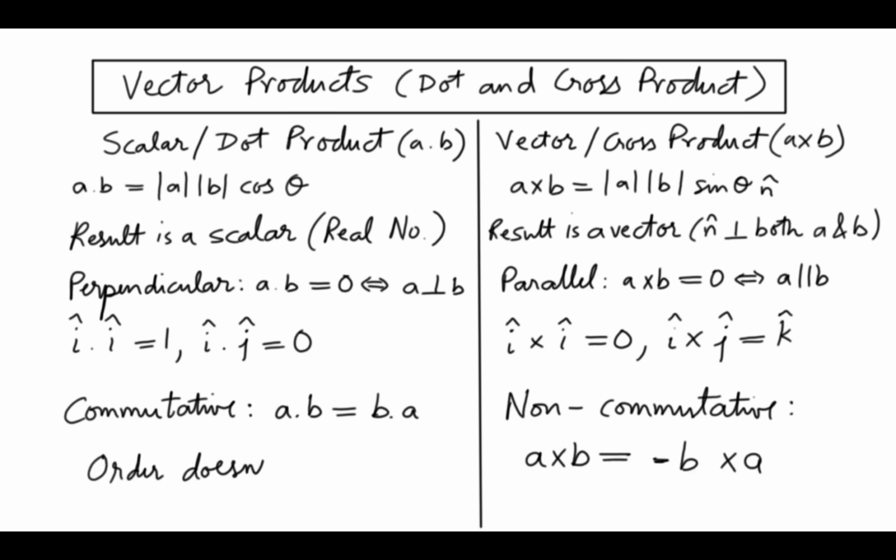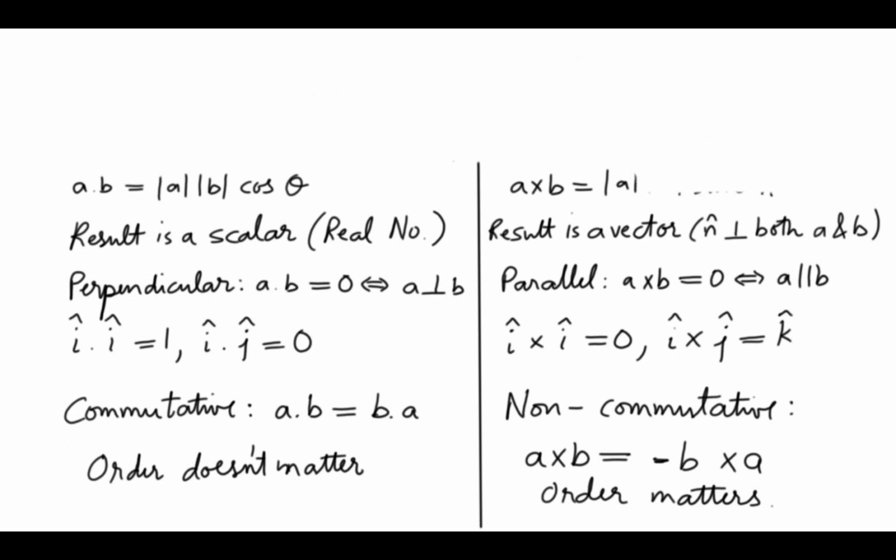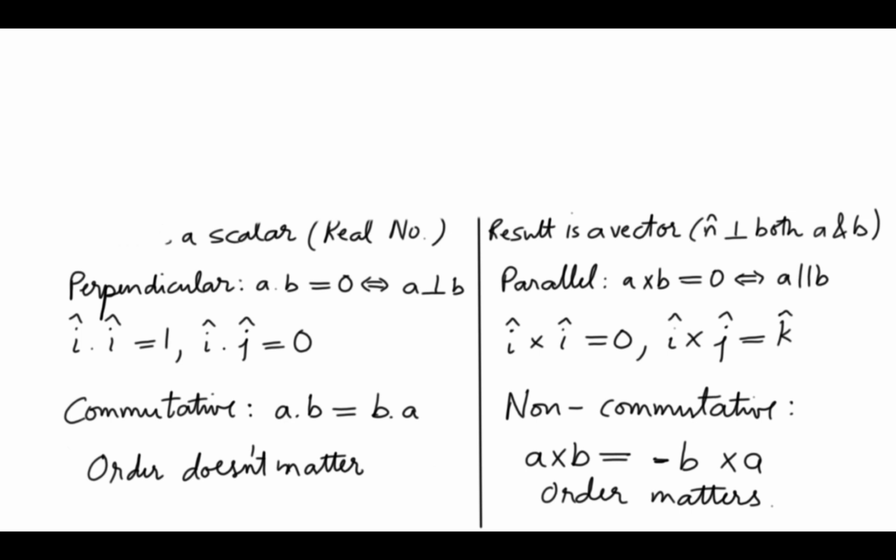If a cross product yields a zero vector, it tells you that the two vectors are parallel. And also keep in mind that the cross product is non-commutative. Flipping the order introduces a negative sign.